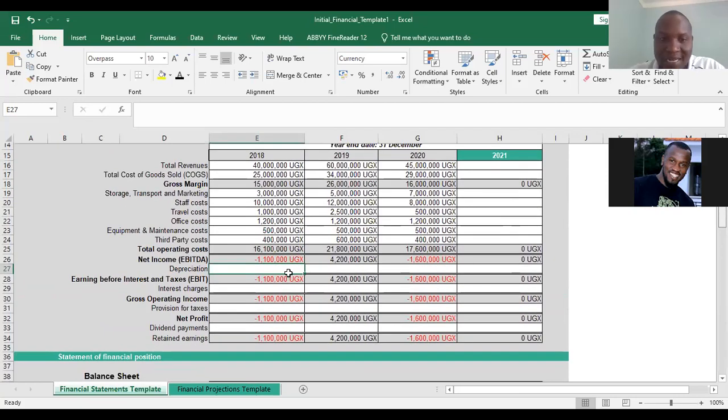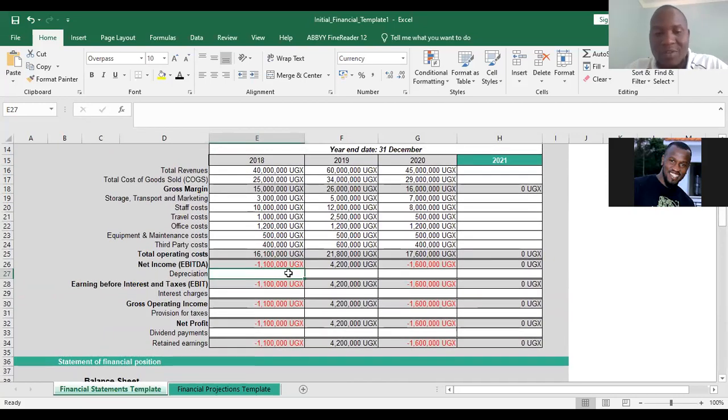I'll assume you have calculated your depreciation, but I'm going to show you in a different worksheet how to come up with some of these things. So in depreciation, I'll say maybe I incurred about 350,000. Now, depreciation is not a cost, but it represents the amount of money you need to keep so that by the time the equipment you have loses value to 0, you can be able to buy a new one.